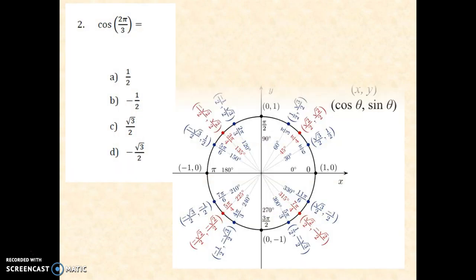Number 2, cosine of 2 pi over 3. Once again, my trusty unit circle is going to save the day for me. So when theta is 2 pi over 3, so let's see, here's pi over 3, here's 2 pi over 3. What is cosine of theta? It is negative 1/2. Bing! Easy money.